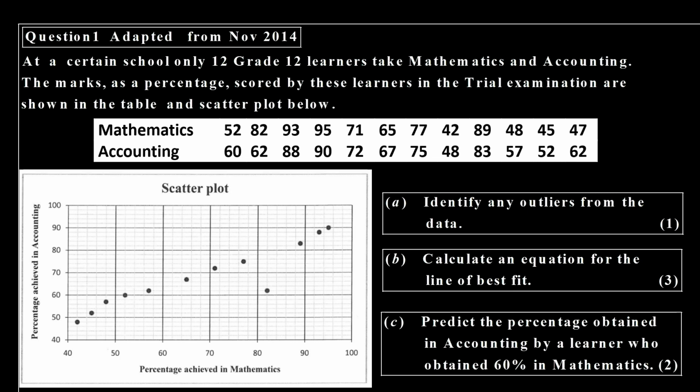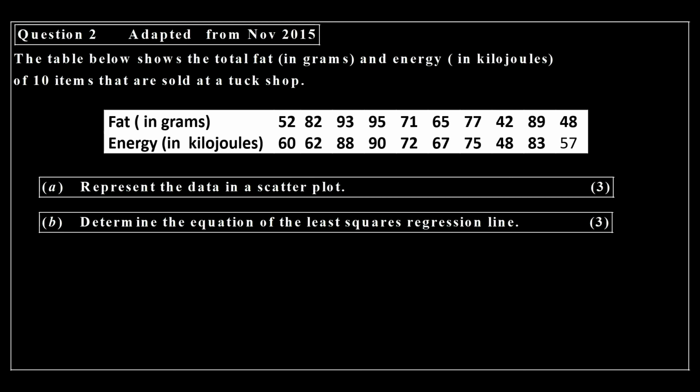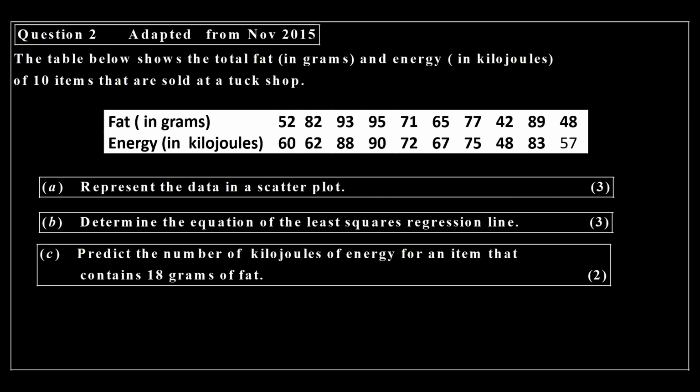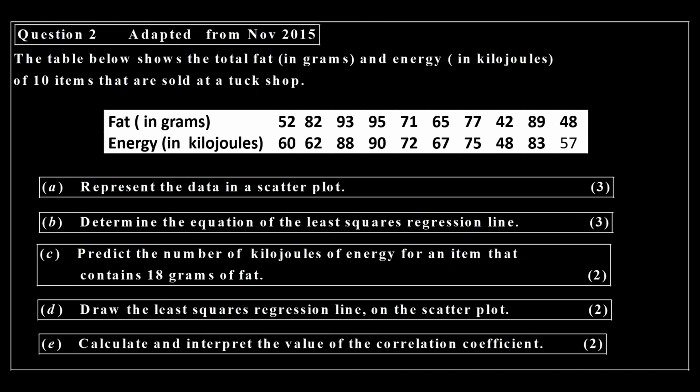The solutions to this will be provided in another video. Now the second question here is adapted from the November 2015 paper, and there's a table that shows a relationship between the total fat and the energy of 10 items, and in this particular one you have to draw the scatter plot, find the equation of the least squares regression line, which is the same as the line of best fit, and then we might need to predict the number of kilojoules of energy for a specific item, and then I want to show you how to draw the least squares regression line. And then lastly, we need to calculate and interpret the correlation coefficient.